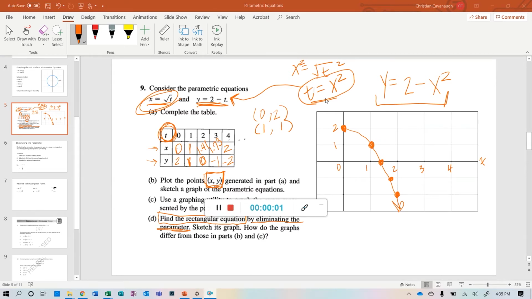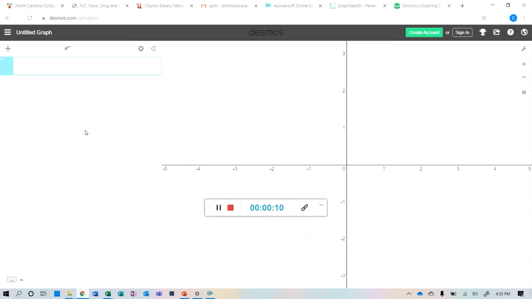So now to sketch our rectangular equation, 2 minus x squared, I'm no longer going to use graphsketch.com because it's no longer parametric. So instead, I'm just going to use Desmos, and I'm going to have y equals 2 minus x squared. And you can see we get the same little upside down parabola. One of the main differences that you should notice here is in our rectangular equation, we don't have that limitation of time starting at 0. So you get the left side of the parabola as well, and it keeps going forever.